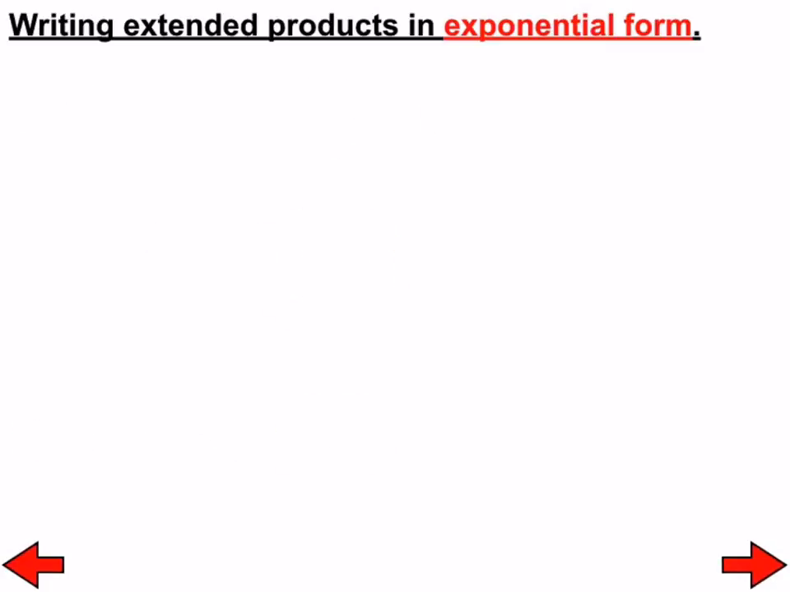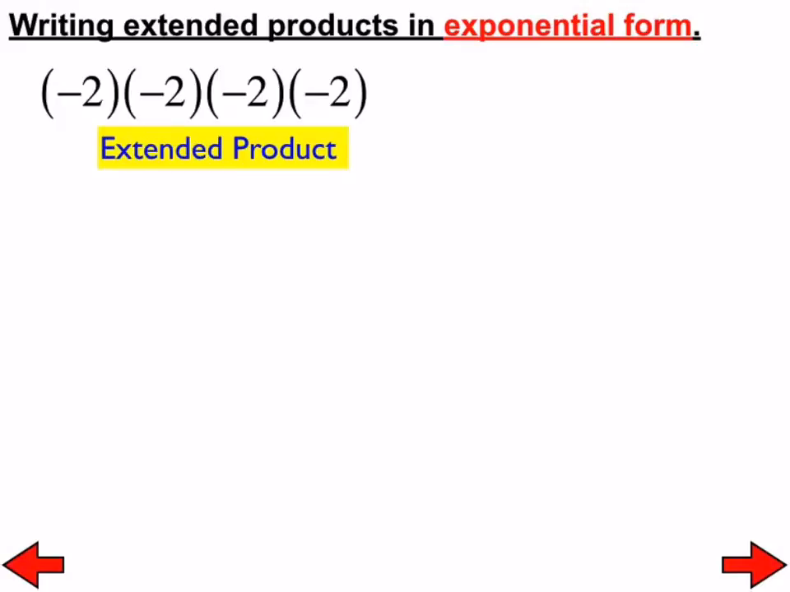Okay, last thing for today. Writing extended products in exponential form. If we have 4 negative 2's in parentheses that we are multiplying together, and today part of it was about putting terminology to things, but that's the extended product. In exponential form, it would be negative 2 in parentheses to the 4th power.